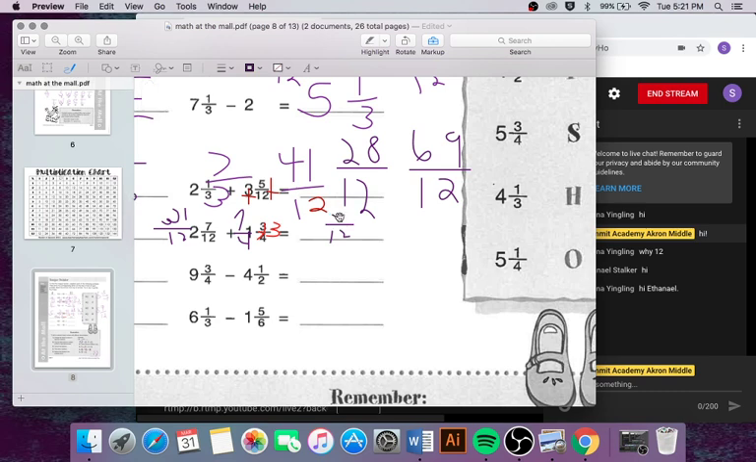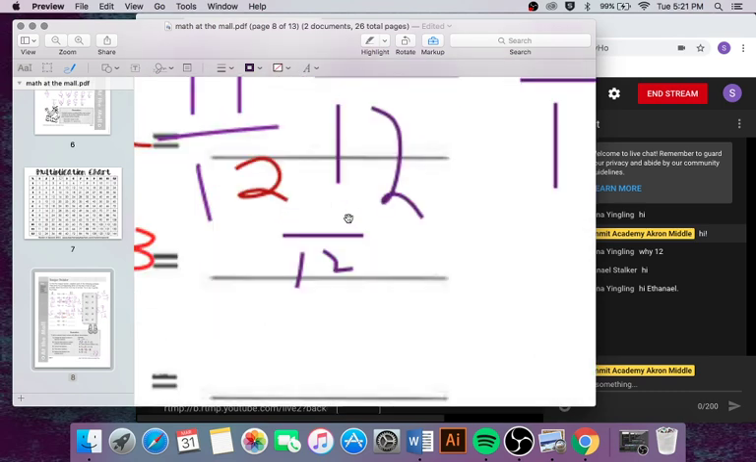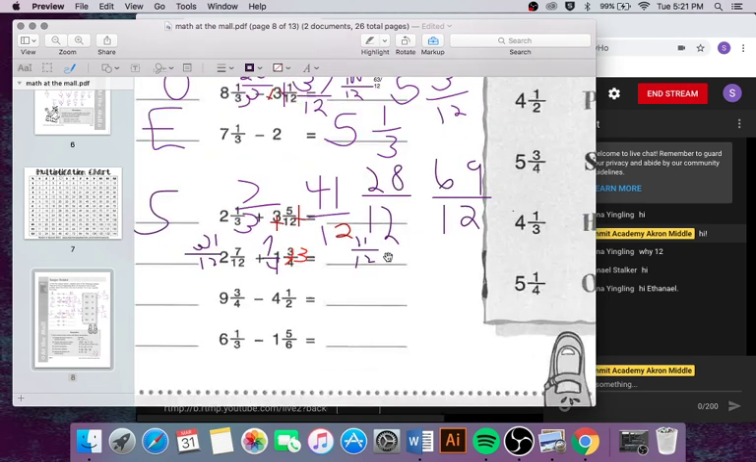That does not look like a 21. Okay, we're going to have to pretend that that says 21. So now we have 31 over 12 plus 21 over 12. So when we're adding fractions, we just add the numerators. So we're going to do 31 plus 21, which is 52 over 12.